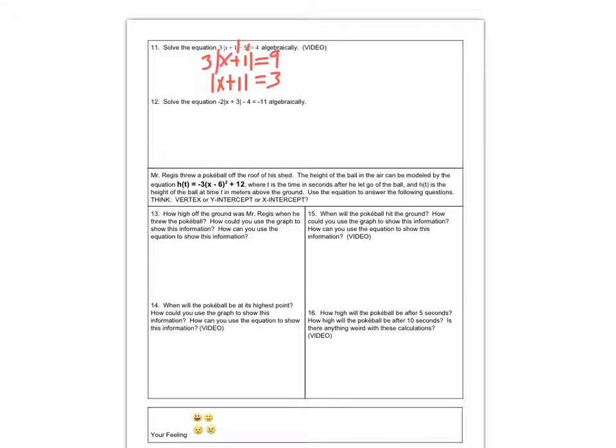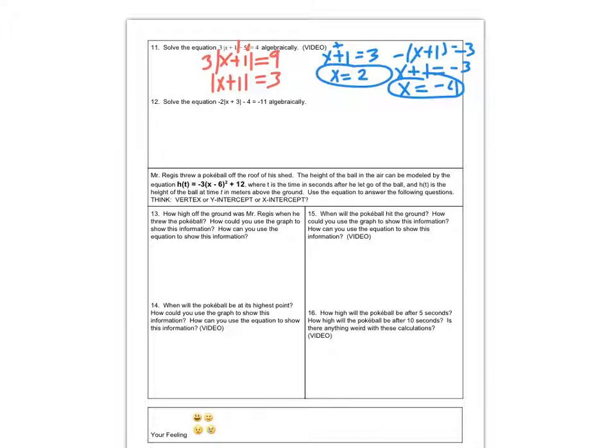I'm going to make this into 2 different equations. The positive version is x plus 1 is equal to 3, which means that x is equal to 2. The negative version is negative of x plus 1 is equal to 3. We can divide both sides by that negative to get x plus 1 is equal to negative 3, and when I subtract 1, we get x is equal to negative 4. Those are my 2 answers. You need both of those answers.